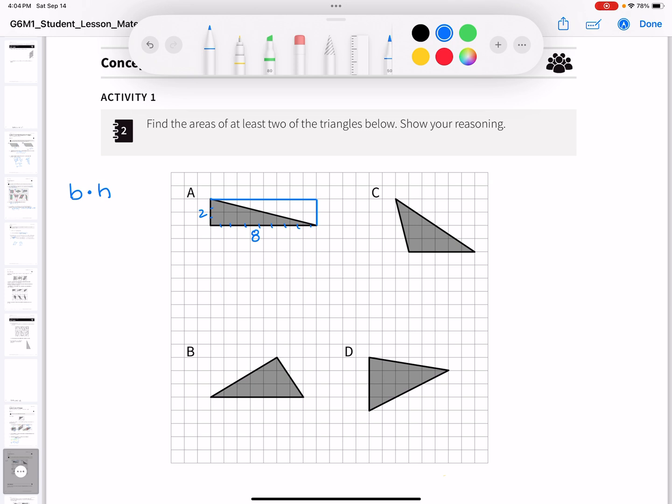So the area of the parallelogram would be 8 times 2, which would be 16, but I only want half of it. Remember, I don't want the whole parallelogram, I just want the shaded part. So I need to divide this in half, divided by 2. So 16 divided by 2 is 8 units squared. So that is the area of our shaded triangle, 8 units squared.